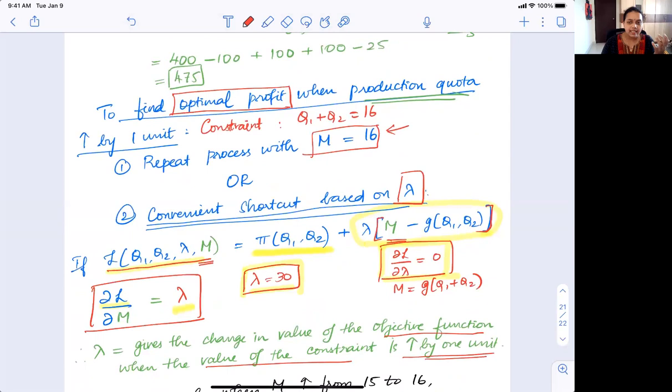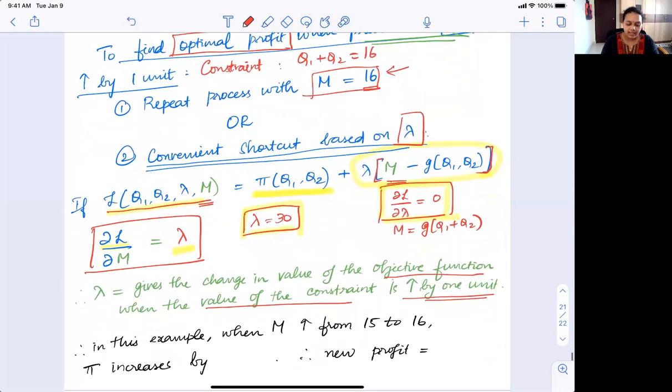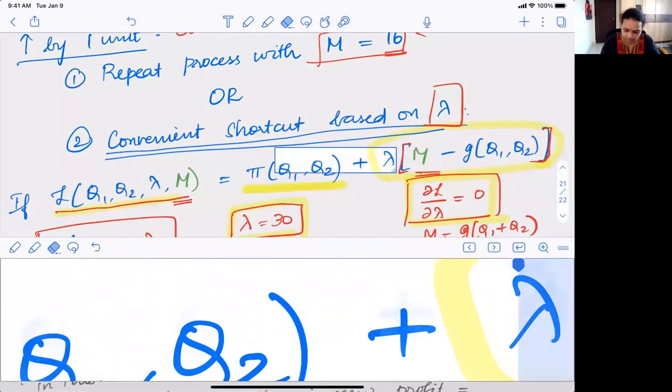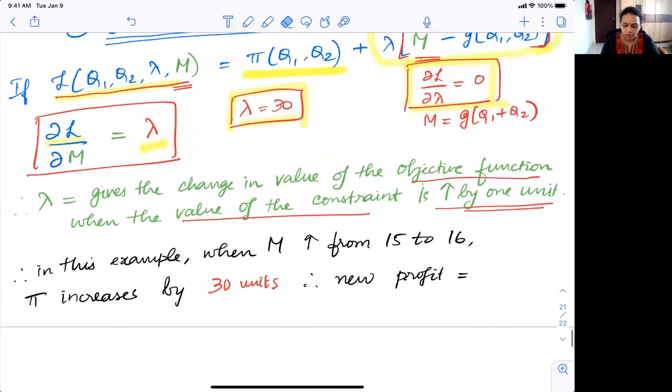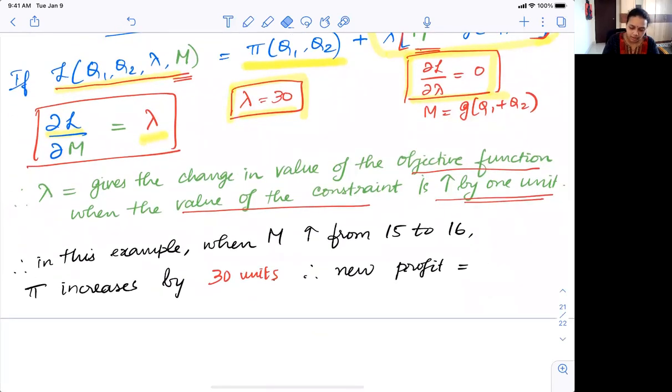So this is exactly what is happening here, right? From 15, the constraint is now going up to 16 by exactly 1 unit. So the profit is also going to now increase by 30 units. Therefore, the new optimal profit is going to be 475 plus 30, therefore 505.